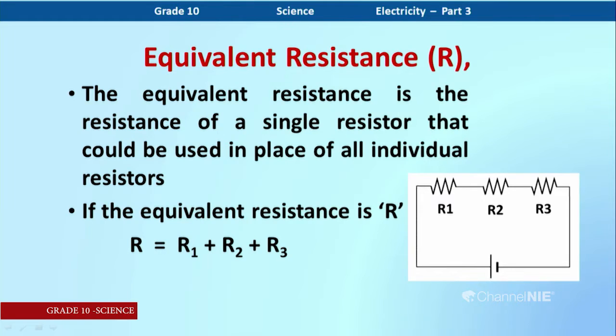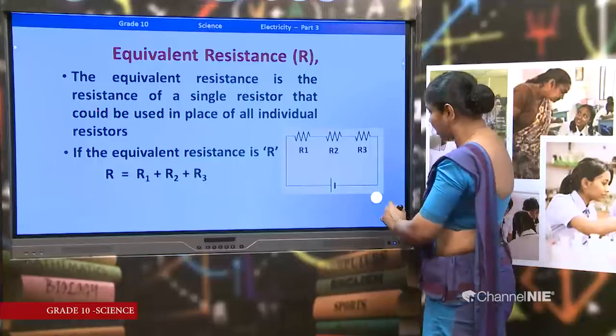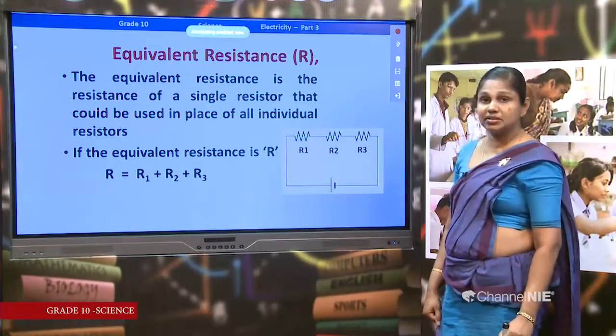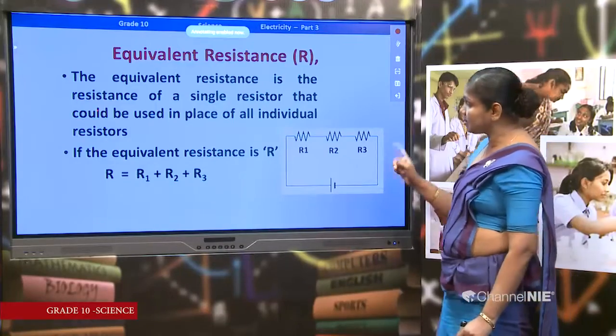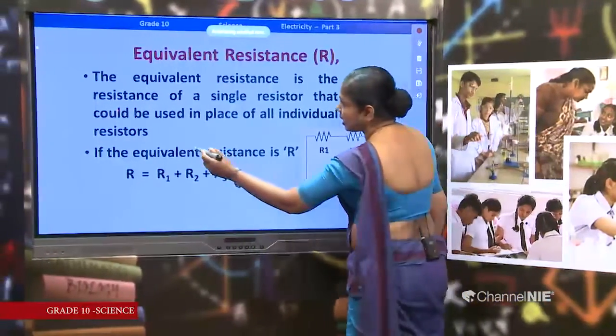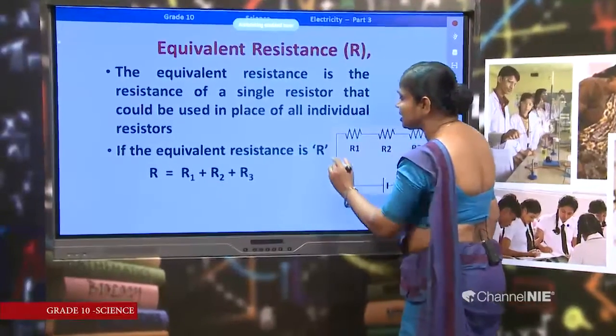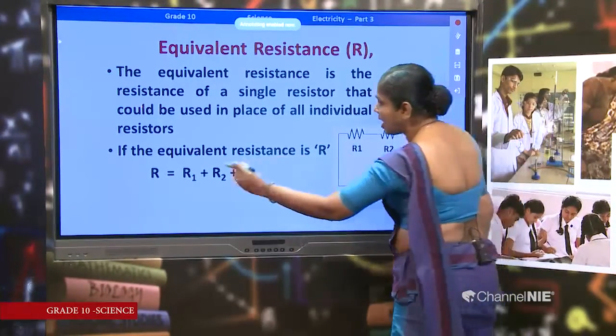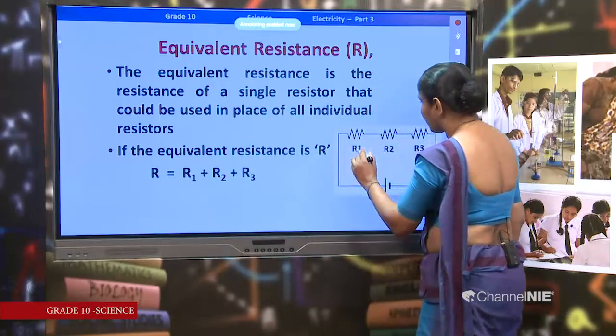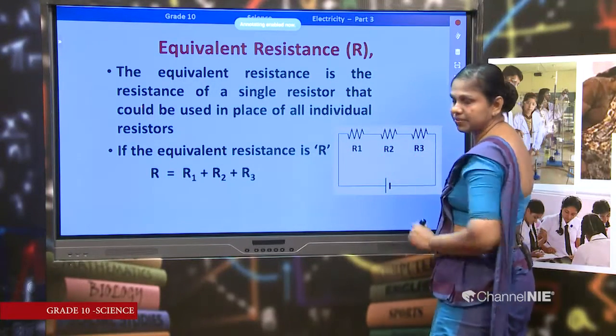Because of all three resistors, there is a certain final resistance affected. That final resistance because of all three individual resistors is called the equivalent resistance. This is the way we obtain the equivalent resistance of all these three resistors. Here, if the equivalent resistance is R, children, R equals R1 plus R2 plus R3.